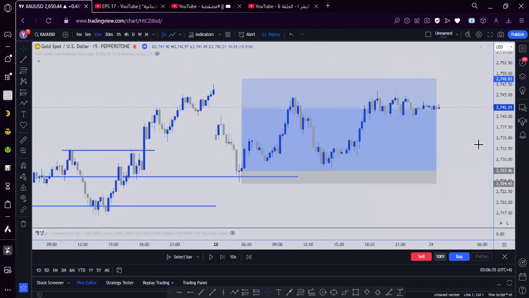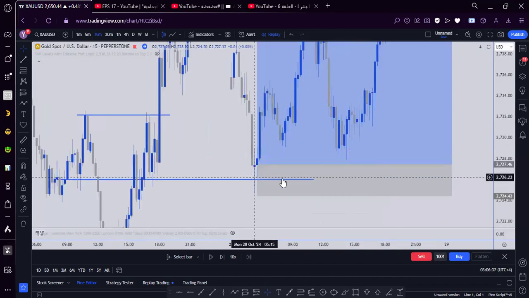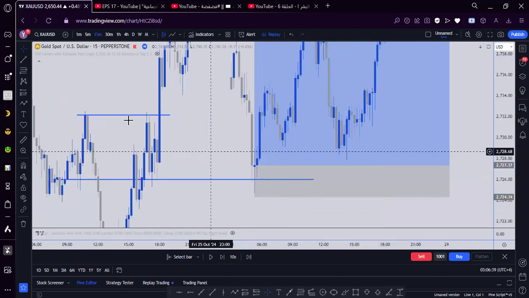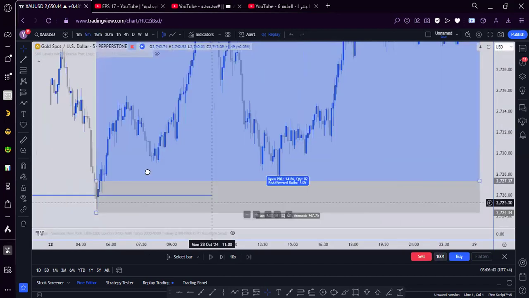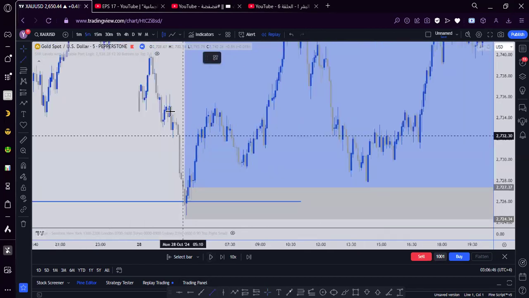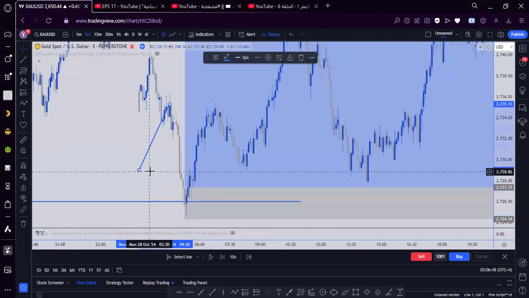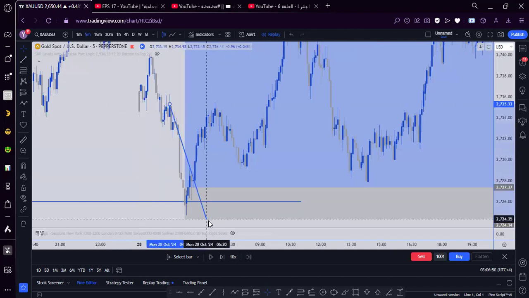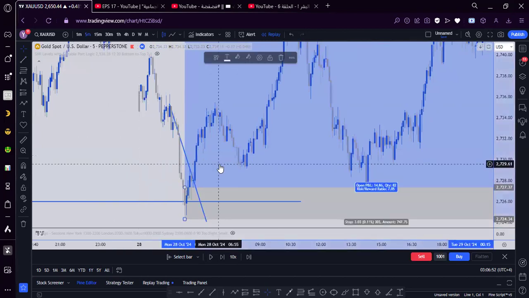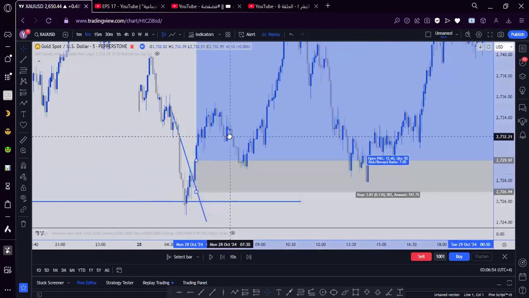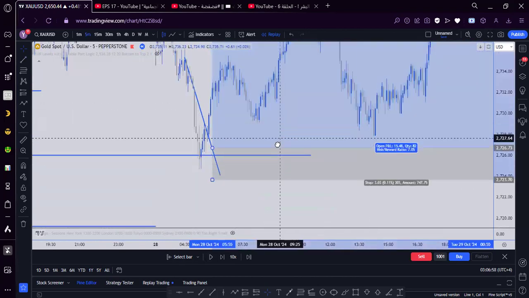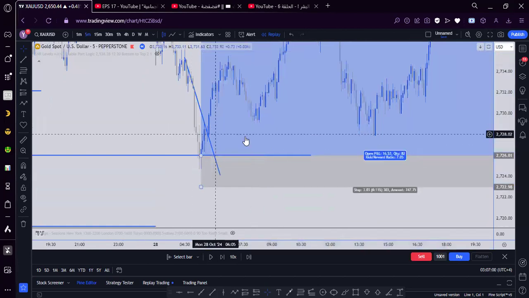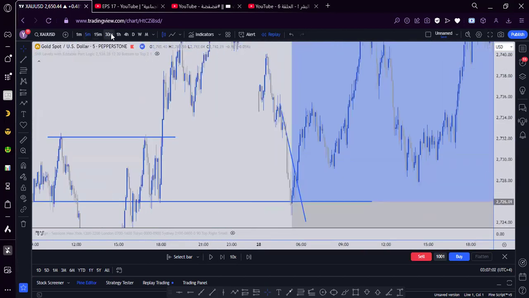On the 15-minute time frame, there is also a confirmation right here. Let's check the 5-minute time frame. On the 5-minute time frame, there is a breaking 5-minute trend line. So he was able to enter right here also. But our first entry was right here.